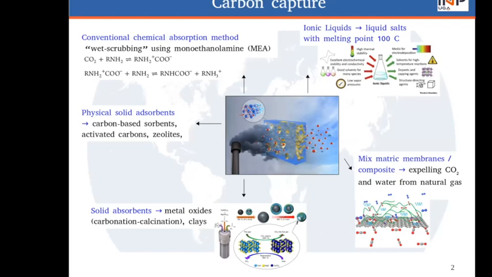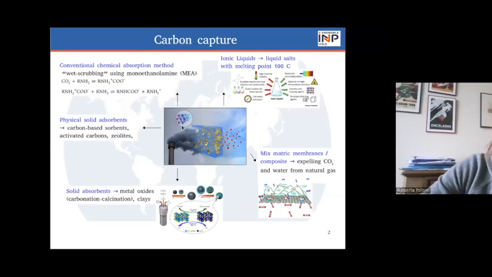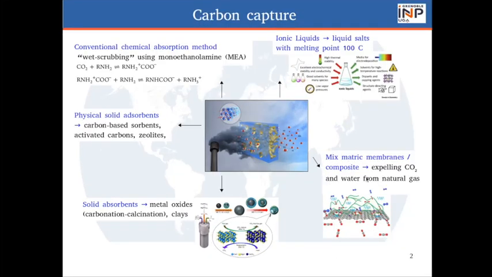Today, as you know, there is very active research in developing new materials that can efficiently absorb and separate CO2 from other gases, like the conventional chemical absorption method, monoethanolamine, which is the only method that for now is being implemented on a large scale. Physical absorbance, some mixed membrane composite matrices, ionic liquids, and solid adsorbents.